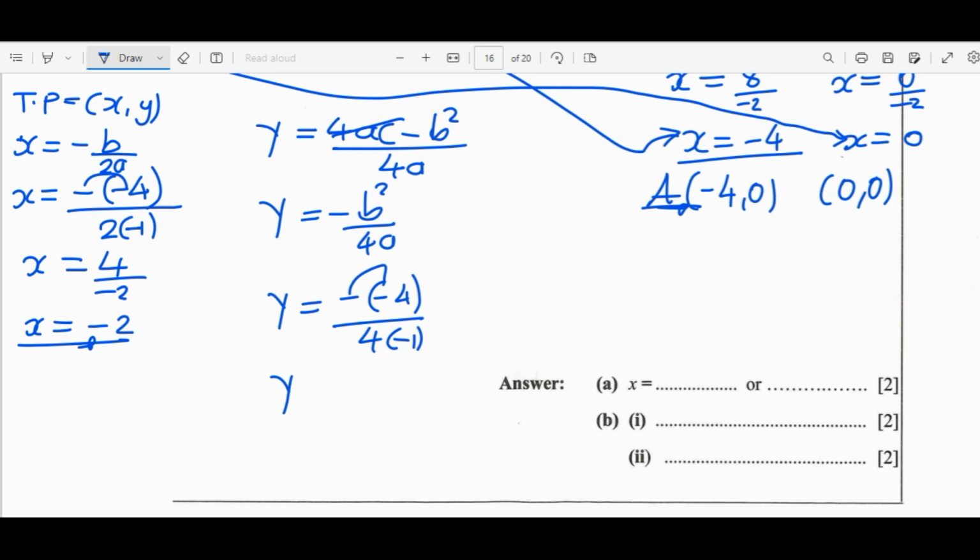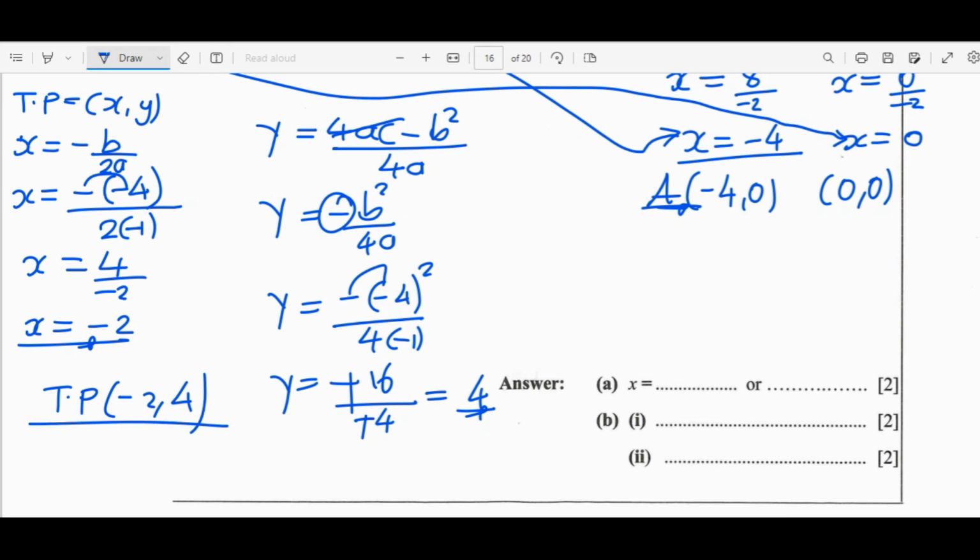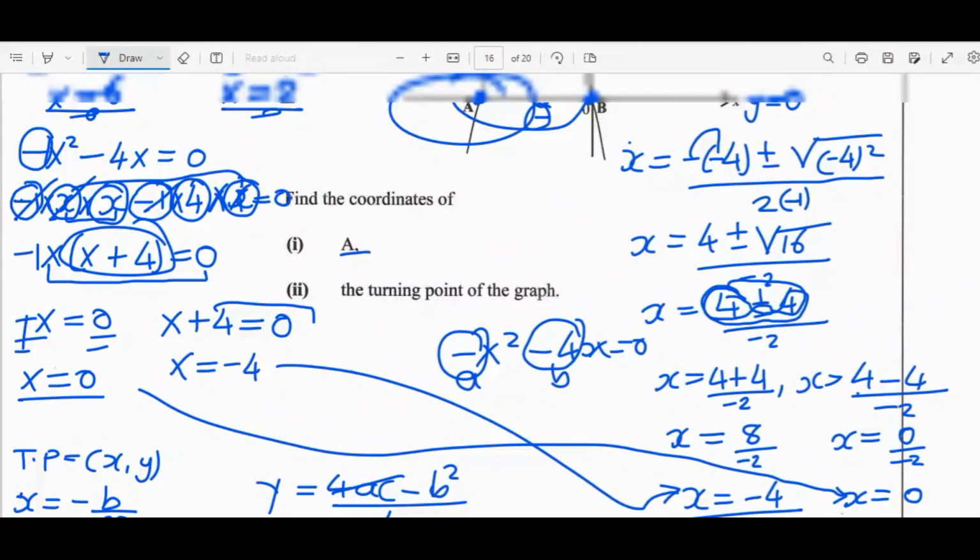Sorry, we need to square this one, don't multiply. So whenever you have this case, this negative will not change. Then 4 squared is 16 over 4 times -1 is -4. So that we can cancel. We have 4 into 16 is 4. So the turning point TP is -2, 4. Is this making sense? Let's go back to our graph.